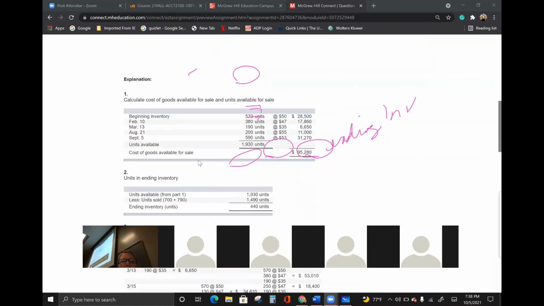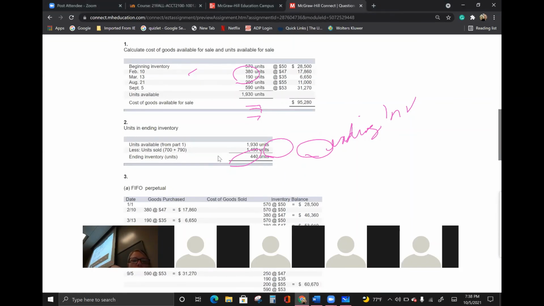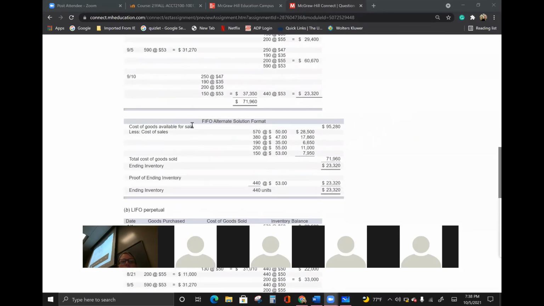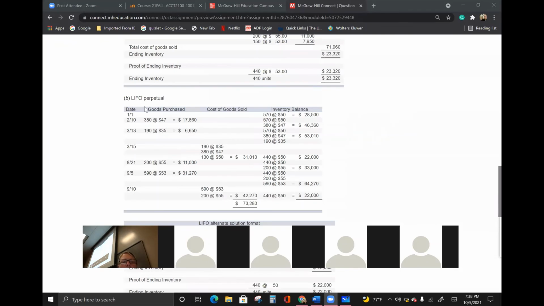Now let's calculate out LIFO. All right, so let's look at LIFO. So we're going to do the same thing, just in reverse. We're going to use the last first. So we have a beginning inventory of 570. We purchased 380 and we purchased 190. So now our batches are 570, 380, and 190 right here.